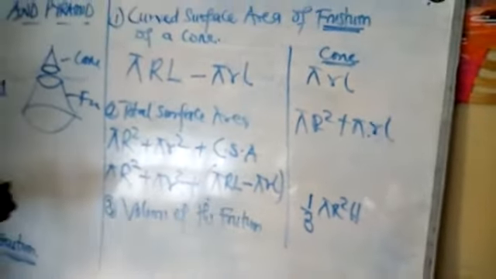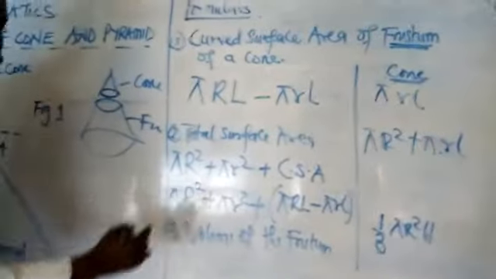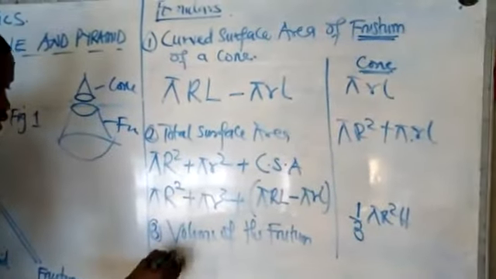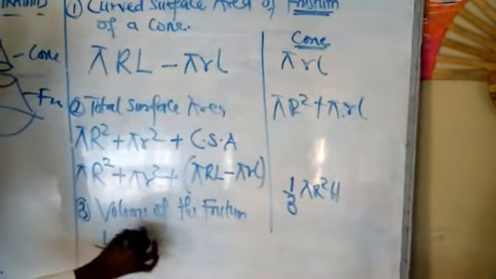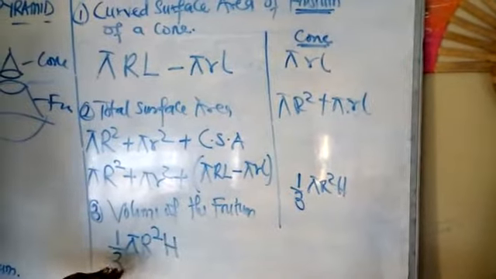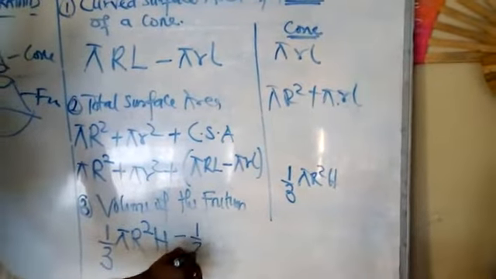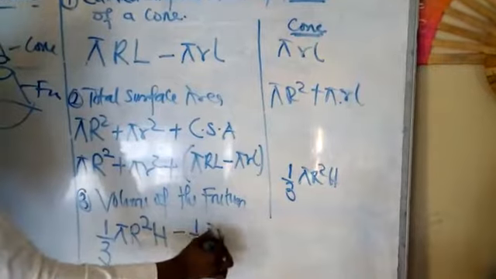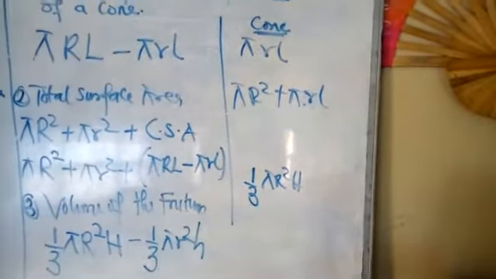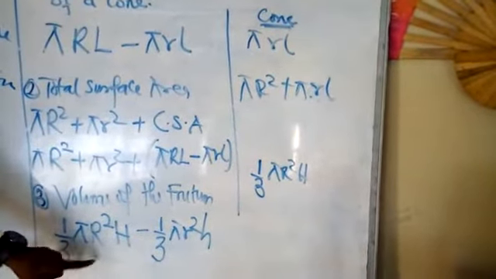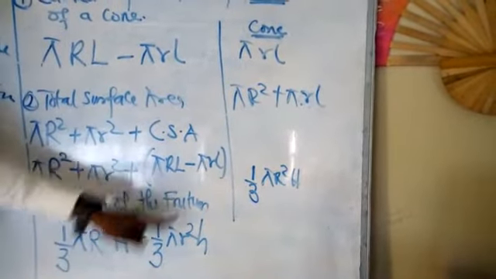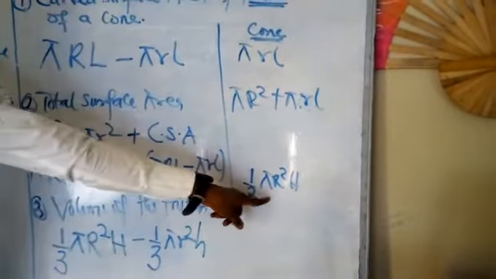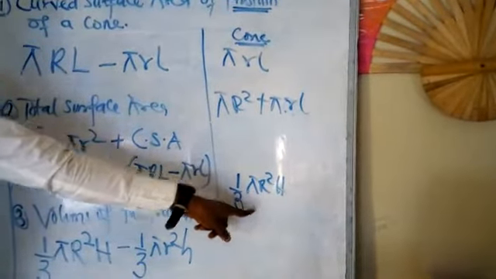Alright, look at the formula. If the volume of the cone is 1/3 πr²h, the volume of the frustum of the cone will be 1/3 πR²H minus 1/3 πr²h. So this becomes the formula for calculating the volume of the frustum. Don't forget, it's the volume of the frustum of a cone, not the volume of a cone. Here is the volume of a cone. Are you following now? So that is how to resolve this.